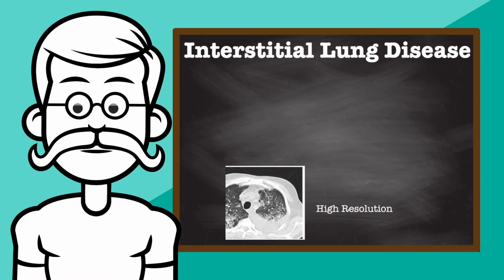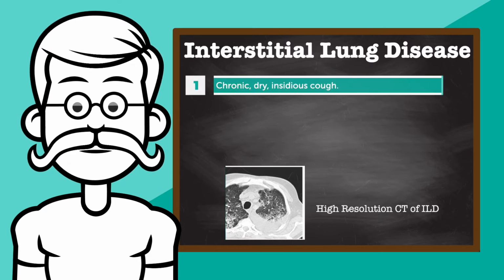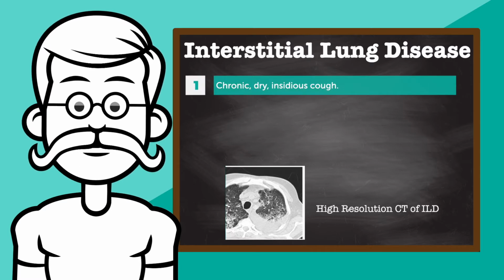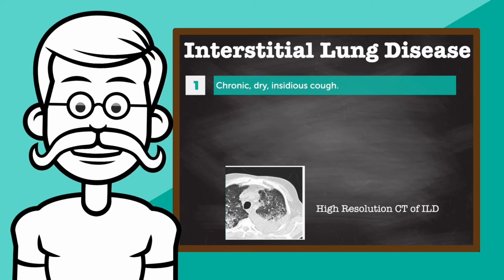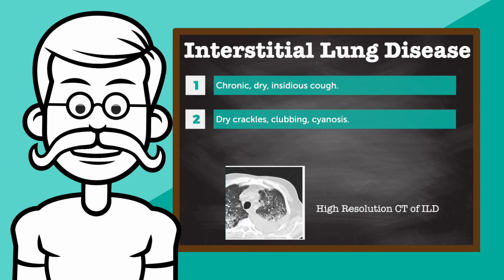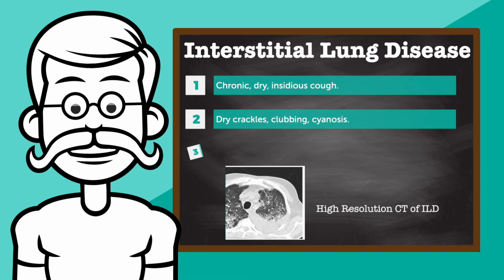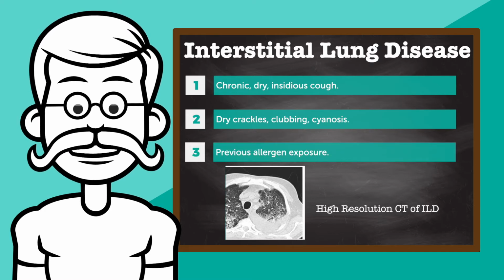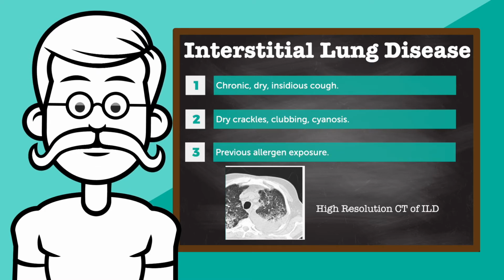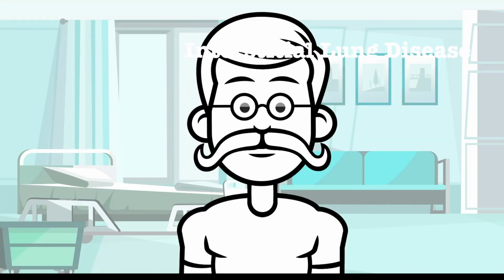Now, last but not least is interstitial lung disease. These patients often present with a chronic dry cough and breathlessness that gradually gets worse. When you listen to their chest, you'll hear dry crackles, you'll probably see a little bit of clubbing on their fingers, and you might even see some cyanosis. In the past, they may have also had exposure to certain materials, such as asbestos, or hay, or feathers.